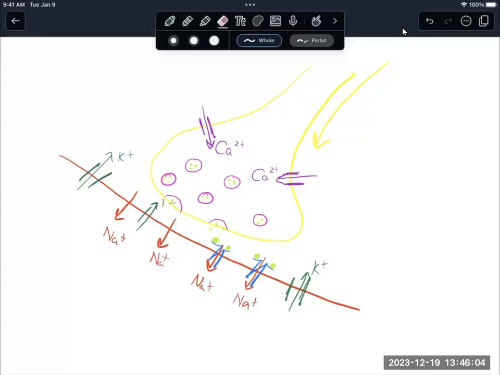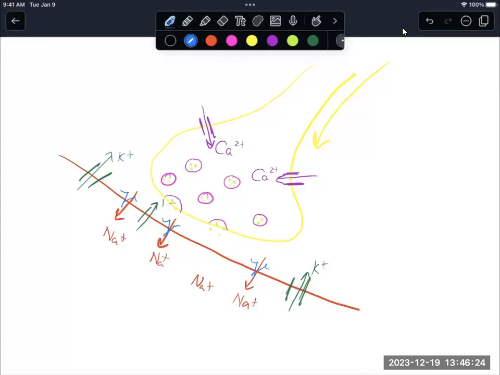Whoops, I'm deleting the whole thing. That's okay. Is going to release off, which is going to cause this channel here to close back up.